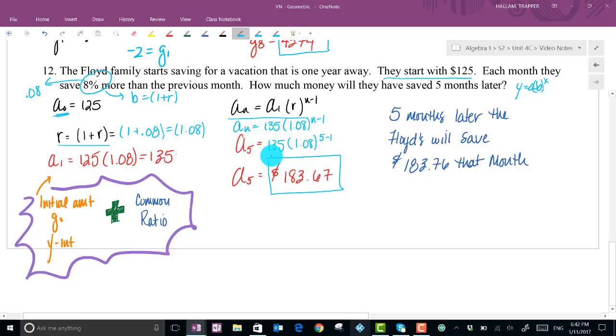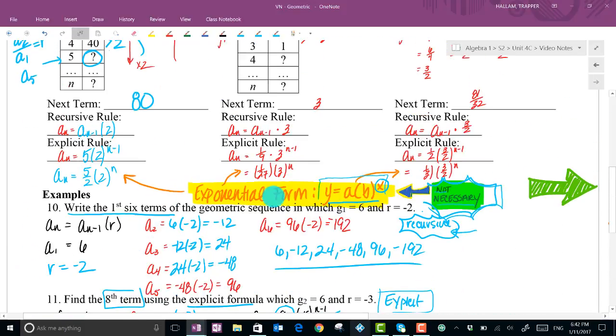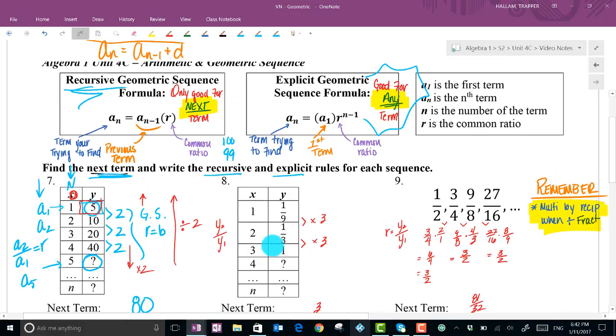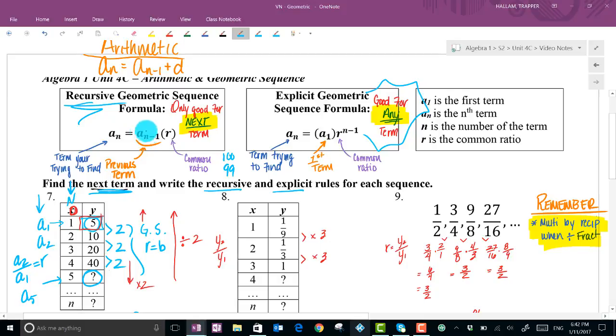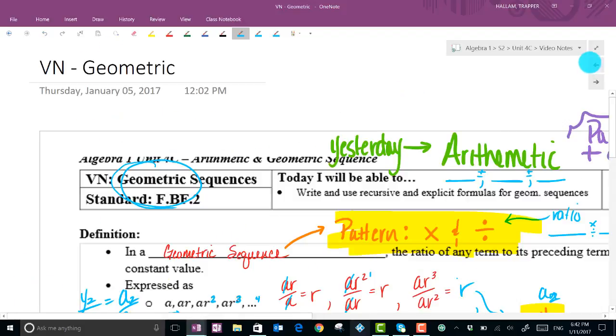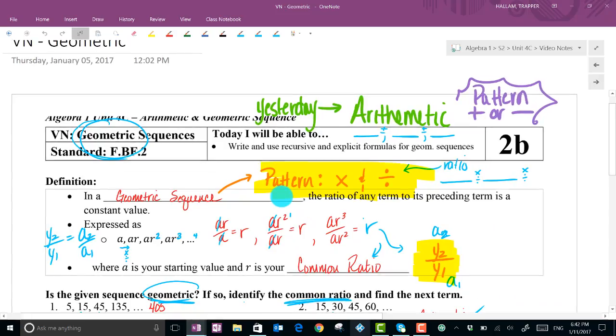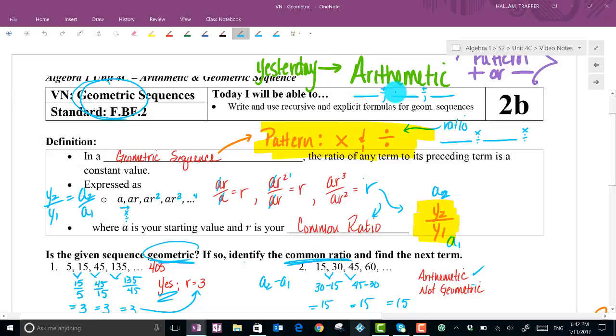All right, so now that we've got that done, we've seen all the examples. Let's just recap quickly. We've got 2 main forms for a geometric sequence. We've got the recursive, the previous term times the ratio, and we've got our explicit, which is good for any term in the sequence, our first term times our ratio raised to the n minus 1 power. Additionally, remember that the difference between arithmetic and geometric is that arithmetic is an addition or subtraction between the terms of the pattern, and geometric is a multiplication or division between the terms of the pattern.